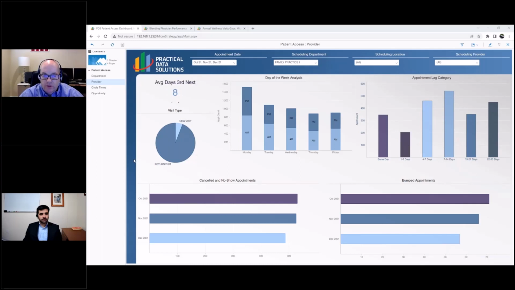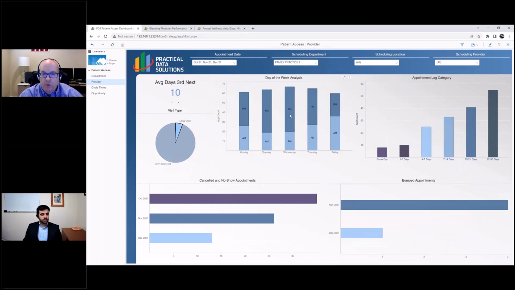We may want to just look at new and return patient visits, or new patient visits, because we know those are the ones that we really have to work on getting in as quickly as possible. And you can see when we filter on that, most of our new patient visits are in that 22 to 30 day range. And that's just something that's going to keep us from getting more new patients if we can't improve that.